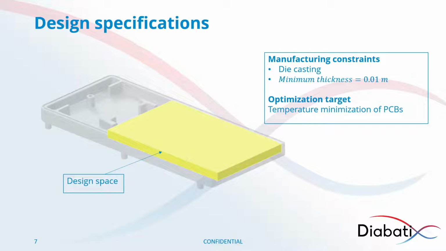The manufacturing constraint involved with the design space is that it's going to be die casted with a minimum fin thickness of around 10 millimeters or 0.01 meter. I will also walk you through the process of including these manufacturing constraints in our libraries, and I will show you how to model them as well. The optimization target is to minimize temperature on all the PCBs. This design space is where we will have the software create all the cooling channels for the air to flow.